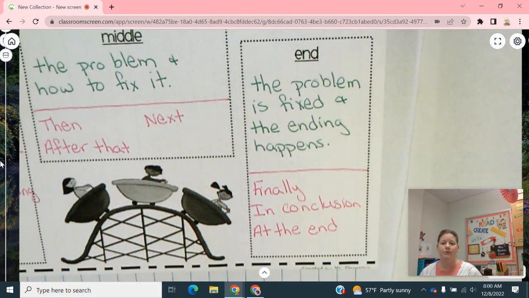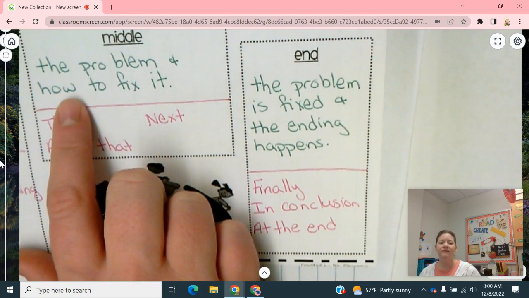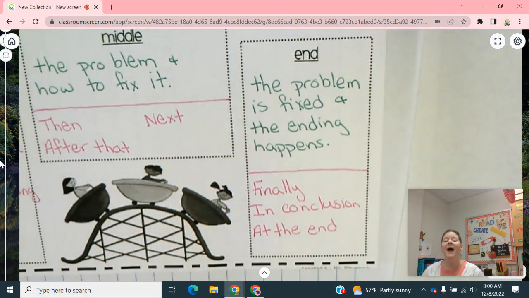Lastly, we have the end of the story. The end of the story is where the problem is fixed and the ending happens. Okay? So different from the middle of the story, because in the middle of the story, we learn how to fix the problem. So even though you know how to fix the problem, it actually hasn't been fixed yet. Where at the end of the story, the problem is fixed and you have your happy ever after. These are when you see words like finally, in conclusion, or at the end.